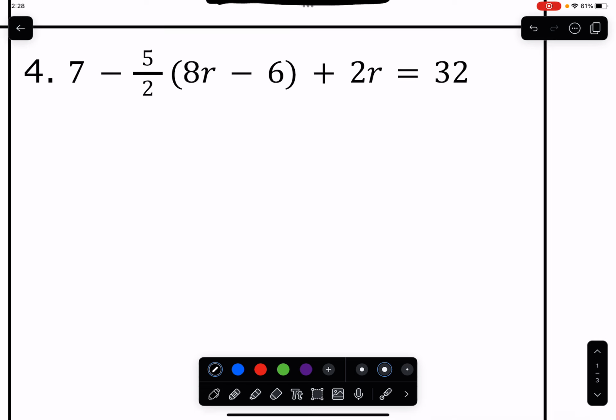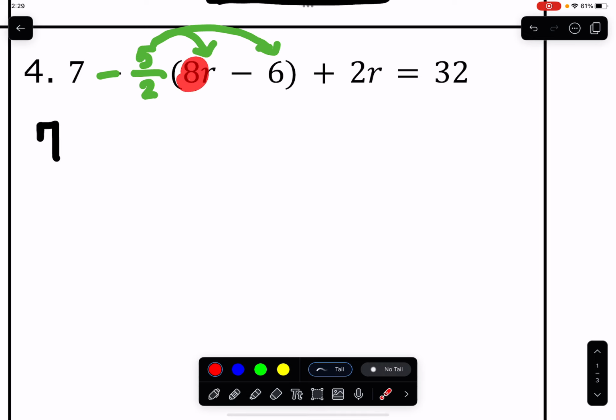Here, we want to do the same thing, but this one is a little bit different because we're distributing a fraction. So we want to distribute this entire fraction along with the negative into the parentheses. So we'll start by bringing down the 7, and let's multiply this. The way we multiply a fraction with a whole number is by doing the following. We multiply 8 with the 5, which is 40, and then that gets divided by 2. So 8 times 5 is 40, and 40 divided by 2 is 20. So that's going to be negative 20r.